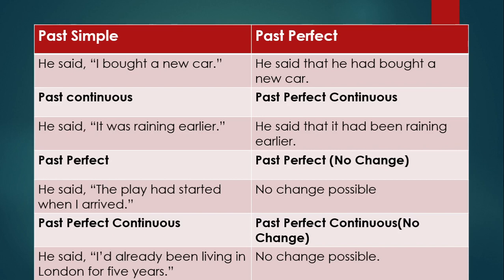Past continuous changes into past perfect continuous. He said it was raining earlier. He said that it had been raining earlier. Okay. He said the play had started when I arrived. Okay, no change possible. Okay, past perfect continuous, there also no change possible.